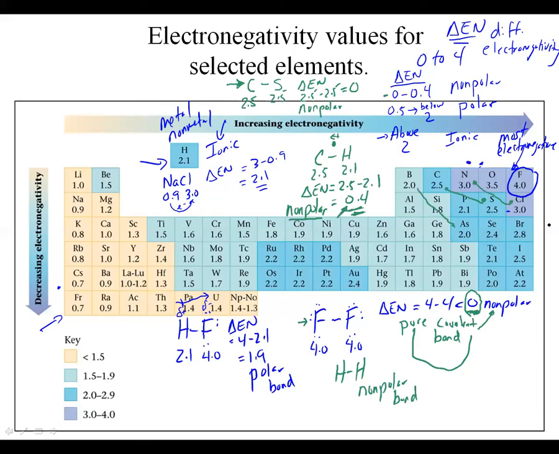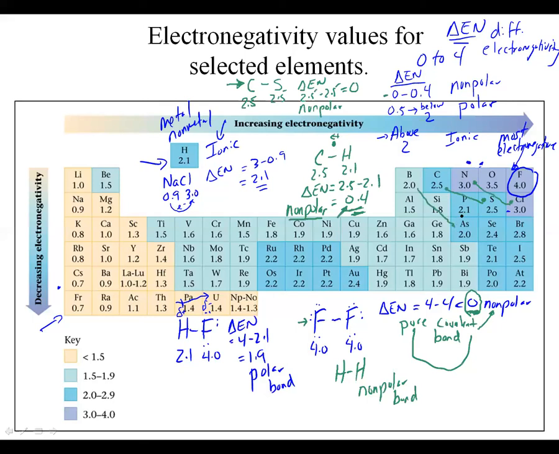Sometimes you can get, obviously, two different elements that share the same electronegativity value, and they're going to share those electrons equally and would be considered a nonpolar bond. But if you do have two of the same elements within a bond, they will definitely share those electrons equally, and it would be a nonpolar bond.